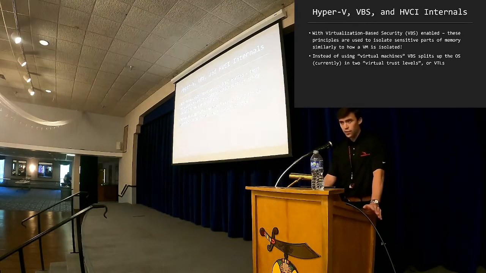And what VBS does, it basically abuses these principles for security purposes. So now we can isolate sensitive parts of memory, basically how VMs are isolated. But instead of using virtual machines, VBS implements something known as virtual trust levels, or VTLs.